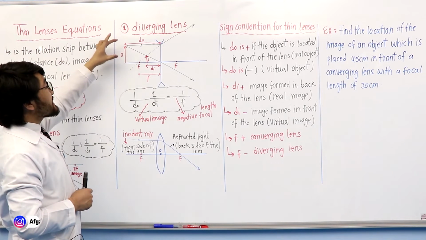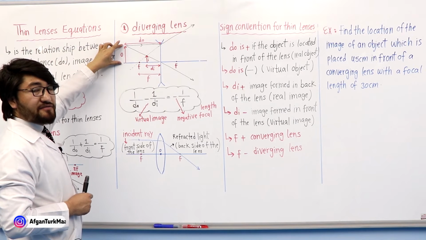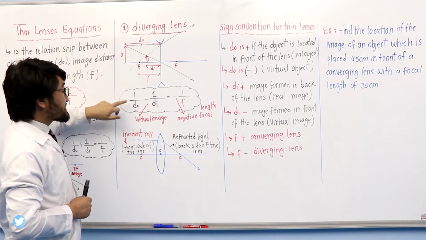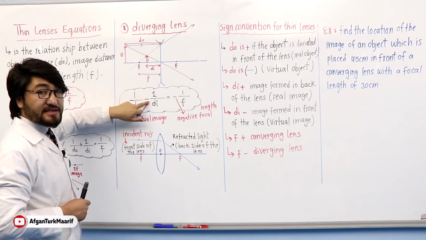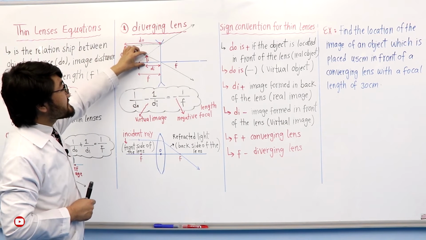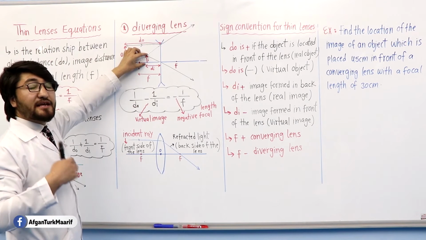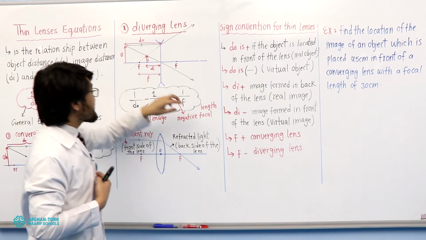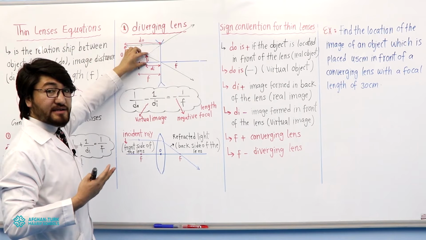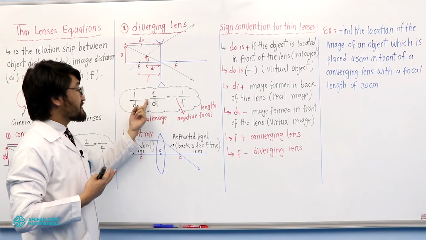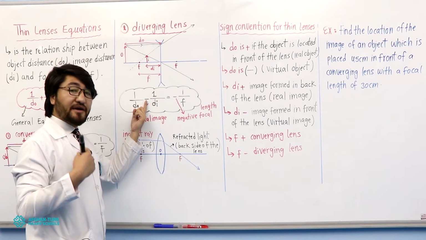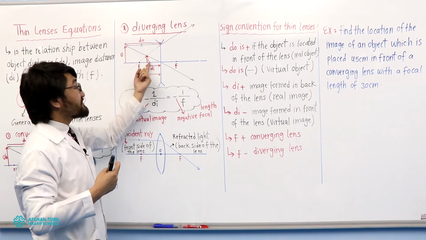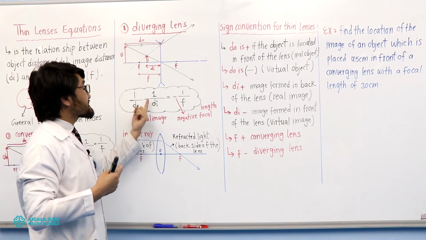DO, the object in front of the lens, is positive. DI is negative. Why? Because DI is the image formed in front of the lens. If the image forms in front of the lens, the image is virtual. That is why I wrote minus here. Because the image forms in front of the lens, it is virtual.